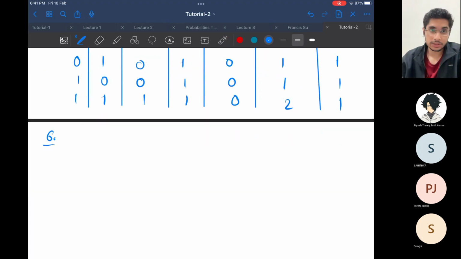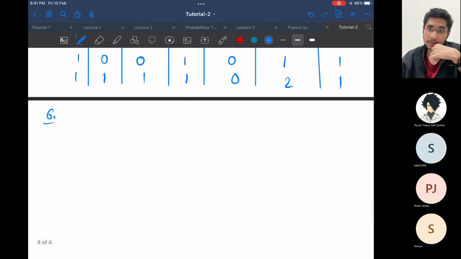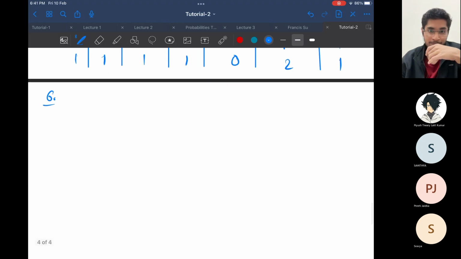Then there is the sixth question. The sixth question asks which of the following decision boundaries given by the red line represents the AND function learned by an MP neuron for two inputs x1 and x2.